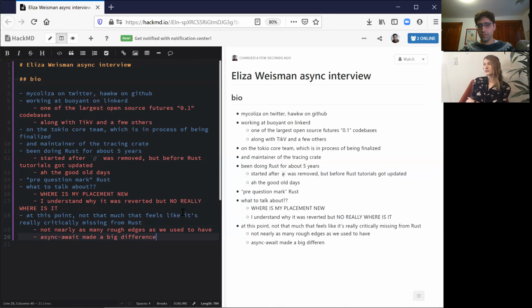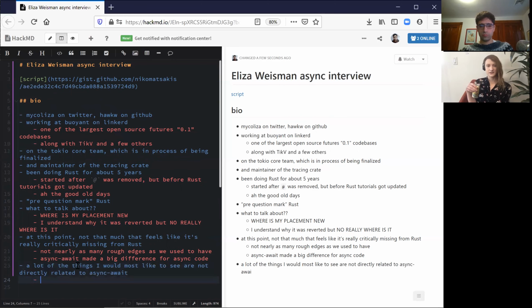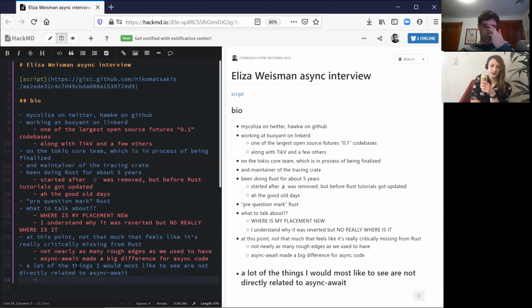And there's a lot of stuff that I would like to see, but as the maintainer of tracing, as a member of the Tokio core team, a lot of the things that I would like to see the most are ancillary to the language itself, or not directly language features, but are related to things like the standard library, other crates, and even tooling and cargo goals, minus a couple of key important things. Anyway, that's just my setup.